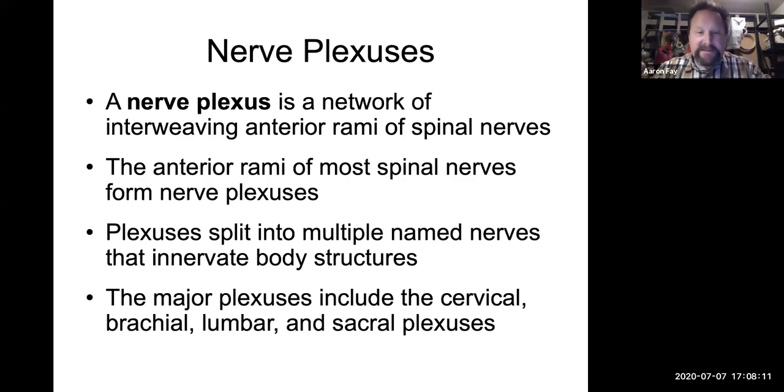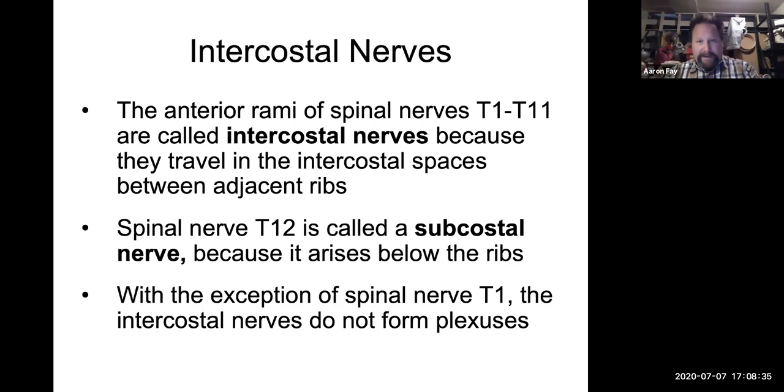A plexus is split into multiple named nerves of the body: phrenic, sciatic, brachial nerves. Major plexuses include cervical, somewhere in the neck, brachial, having to do with your arms, lumbar, and sacral. Sometimes some groups will combine lumbar and sacral into the lumbosacral plexus. Okay, we're going to start with the weird ones. We're going to start with the intercostal nerves.